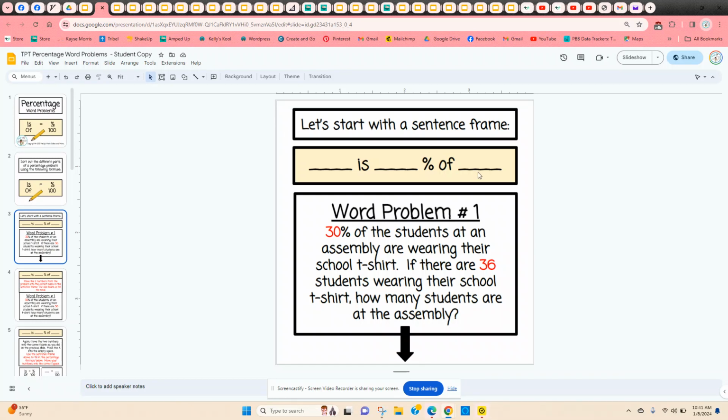Now, I repeat this sentence frame over and over until the students have it memorized. I also post it in the classroom. Blank is blank percent of blank.